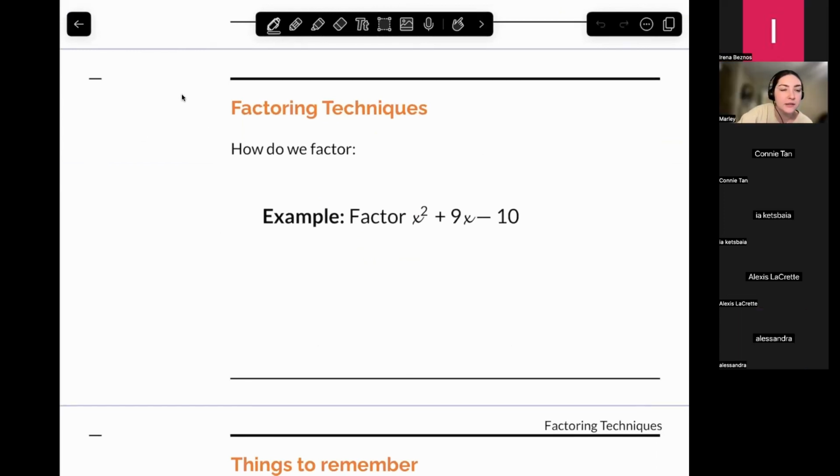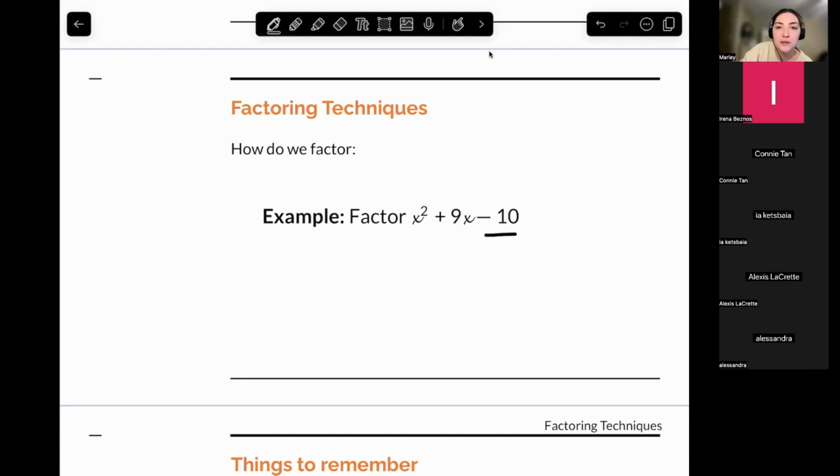Okay, Irina. You would find what two numbers multiply to -10 and add up to 9. Yeah, exactly. So we're thinking about factors that multiply to give us -10 and then add up to give us +9.